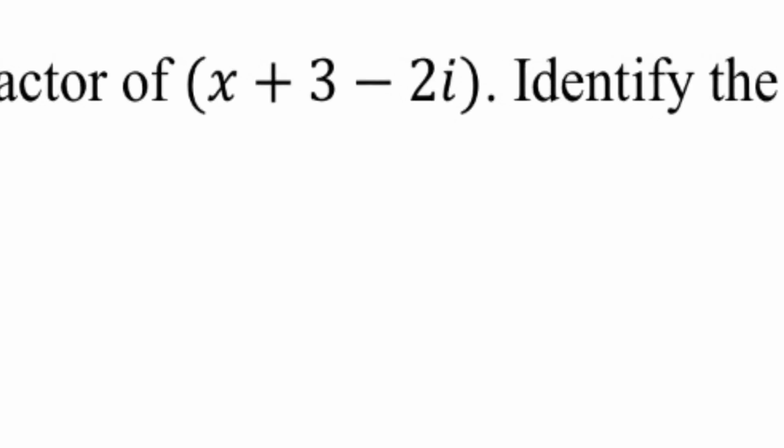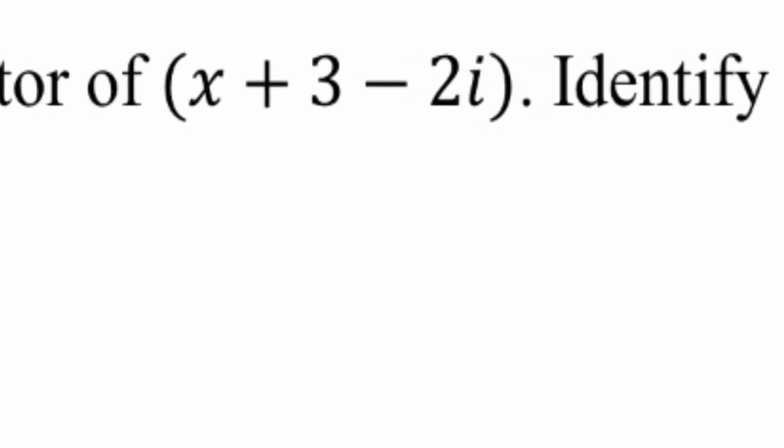A quadratic function with leading coefficient -2 has a factor of x plus 3 minus 2i. Identify the coordinates of the vertex. Okay, weird. Let's focus in on this factor.